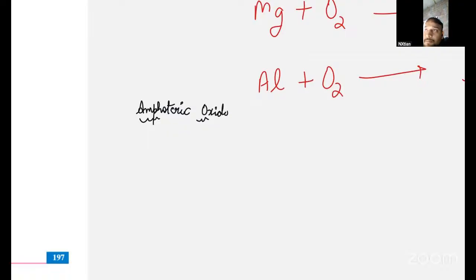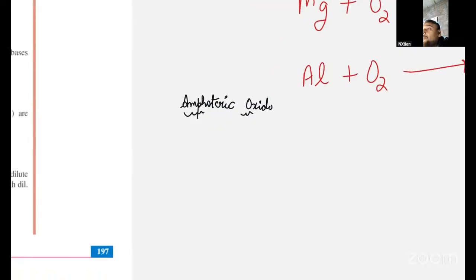Amphoteric oxide. Now everyone please pay attention. See, amphoteric oxide is basically the oxide which does not have its own identity.